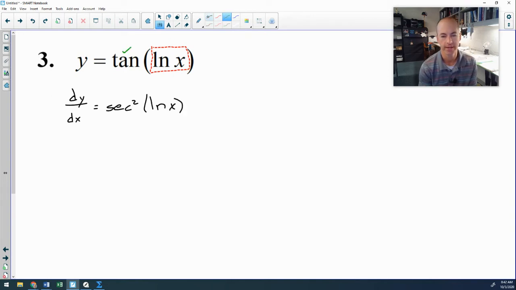And so I just differentiated the tangent part. Now we look inside, I see a natural log x. The derivative of natural log x is 1 over x. And there's your answer for number 3. So that is a chain rule, but the outside was trig, and the inside was the log.